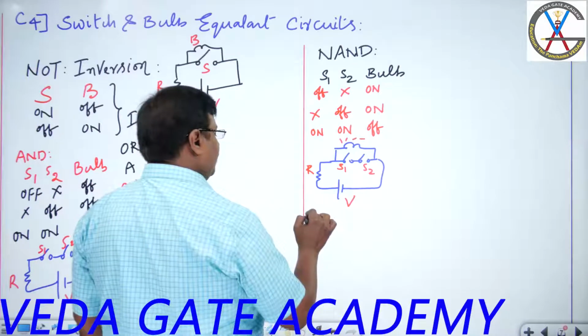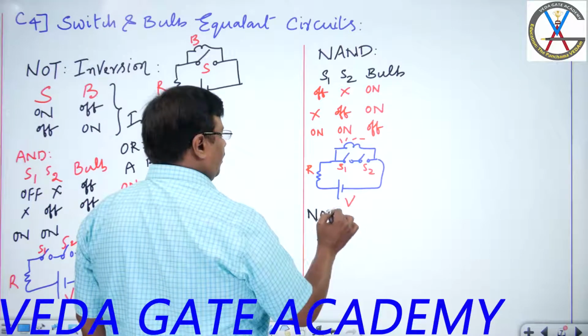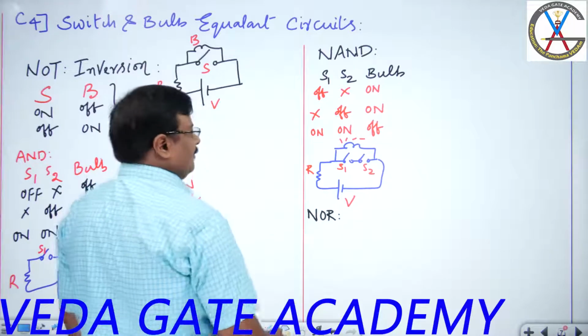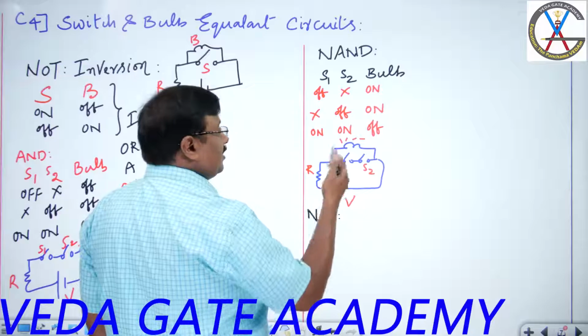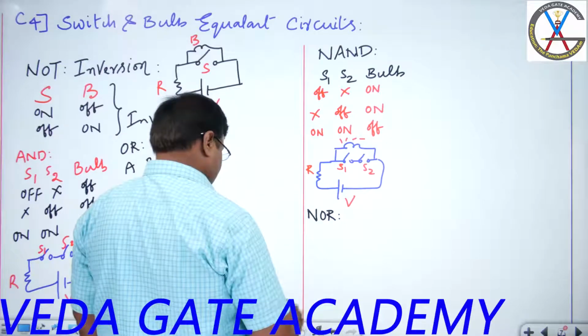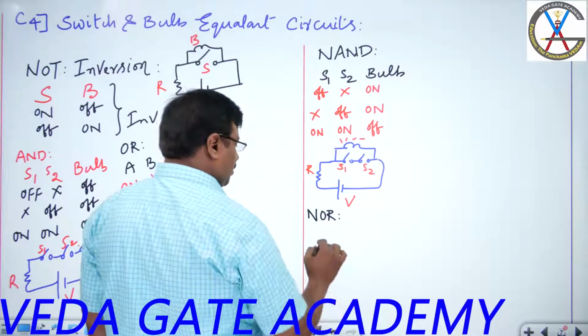And let me speak about the last one. Sorry, out of universal gates, NOR. Right? So, it is reverse to that, right? Can I say straight away, draw the circuit?